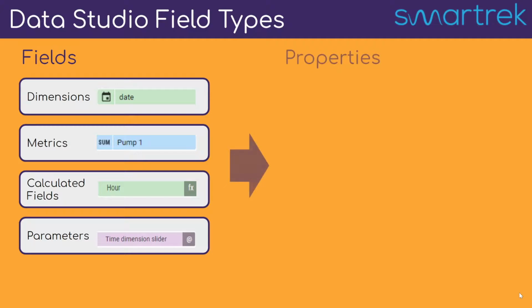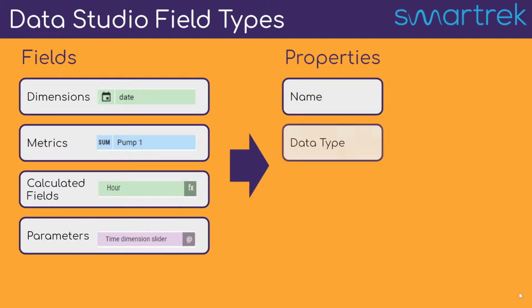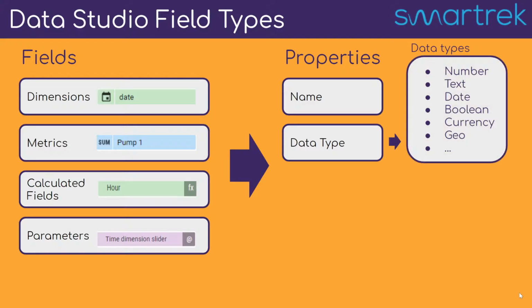So every field has the following properties: a name, a data type. For example, the data type could be a number, a text, or a date range. And the data type is important because it determines how the data appears in your report, which operations are allowed for it and which are not. For example, if you have a text field, obviously you won't be able to apply an arithmetic function to it.